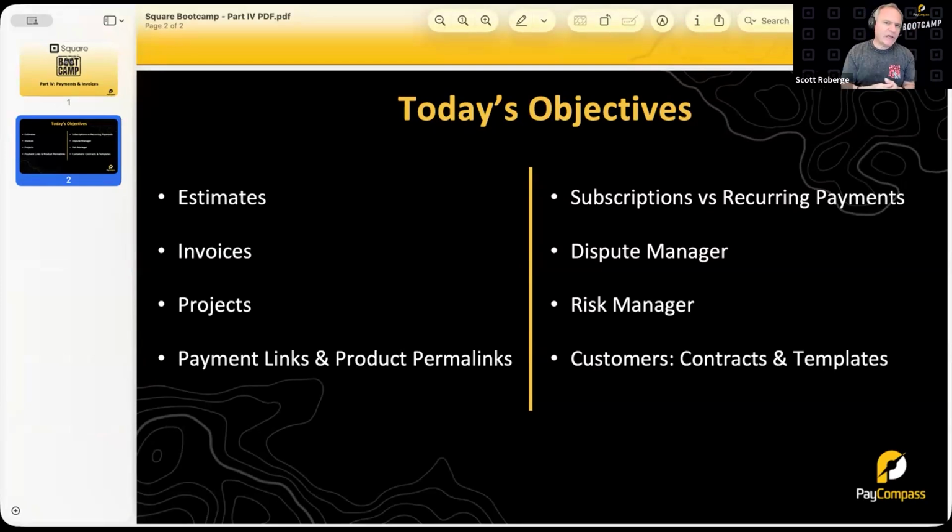With today's objectives, let's cover these very quickly. I have a couple of quick announcements after, and then we're going to jump right into content. Today we're going to talk about those payments and invoice features on the back end of Square. Estimates: we're going to cover contracts, deposits, what's called a payment milestone, and auto conversion, which is also available in estimates.